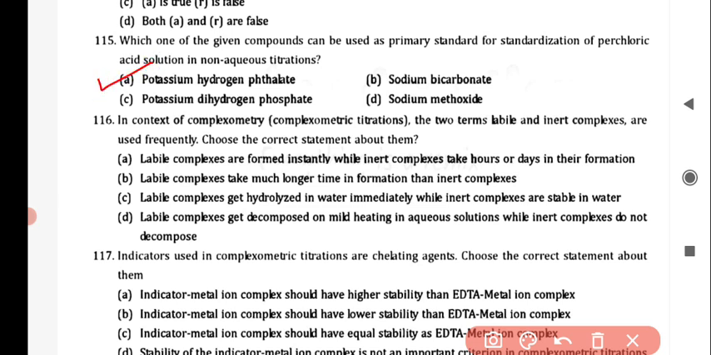Next question is, in context of complexometry, the two terms labile and inert complexes are used frequently. Choose the correct statement about them. So the correct answer is option A. Labile complexes are formed instantly while inert complexes take hours or days in their formation.